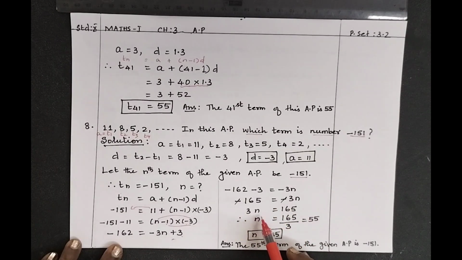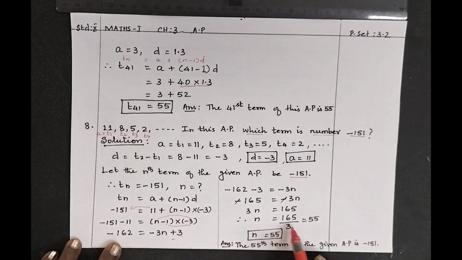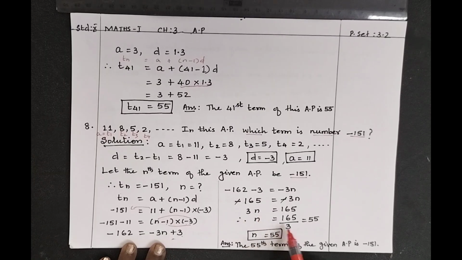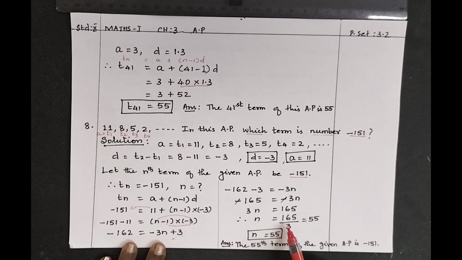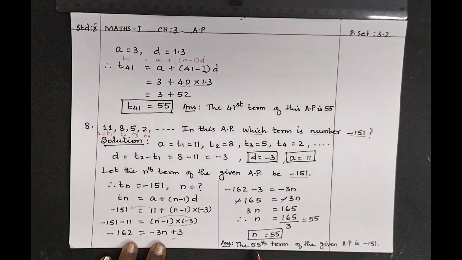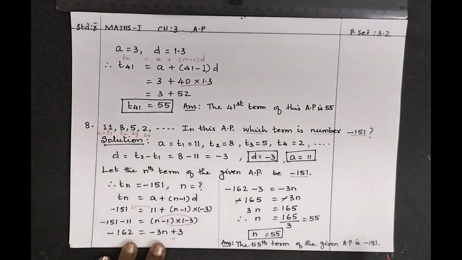Always keep the unknown term at the left hand side. Therefore n is equal to what? 165 divided by 3. If it is in multiplication form, this side will become division form. So 165 divided by 3 is equal to 55. So n is 55. Therefore the 55th term of the given AP is minus 151.